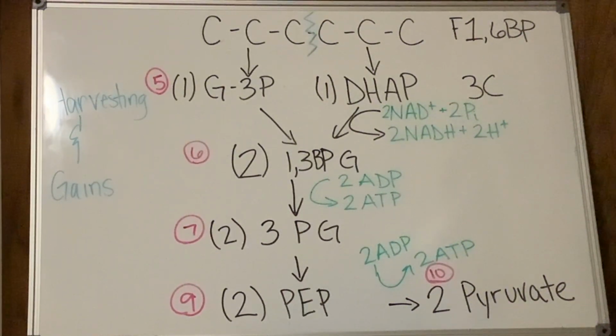It is also important to remember that as we convert from those 3-carbon molecules into 1,3-biphosphoglycerate, we're netting 2 NADHs and 2 hydrogen ions. It's also important to know that as we convert from 1,3-biphosphoglycerate to 3-phosphoglycerate, we are adding 2 ATP to our ATP production. And also as we are converting between steps 9 and 10, or between PEP and pyruvate, we add the last 2 ATP molecules.